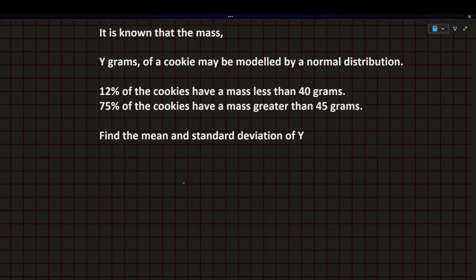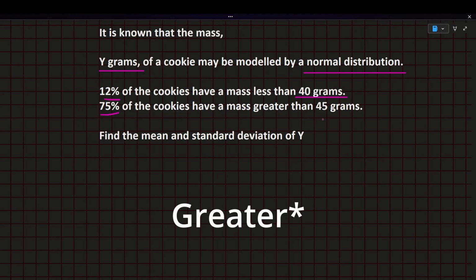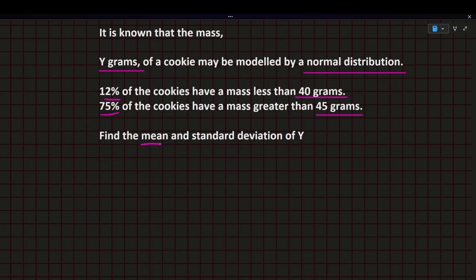So this question tells us that y grams of a cookie can be modeled by a normal distribution. 12% of the cookies have a mass less than 40 grams, and 75% of the cookies have masses less than 45 grams. And this question wants us to find the mean and the standard deviation of y.